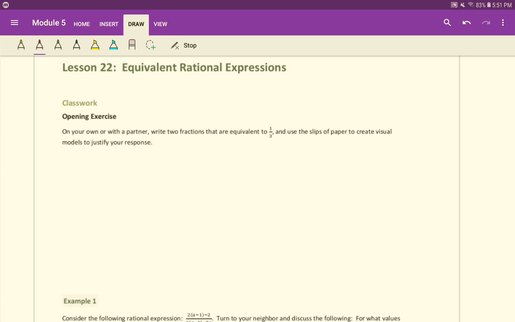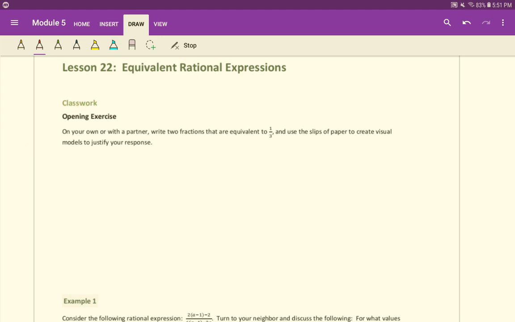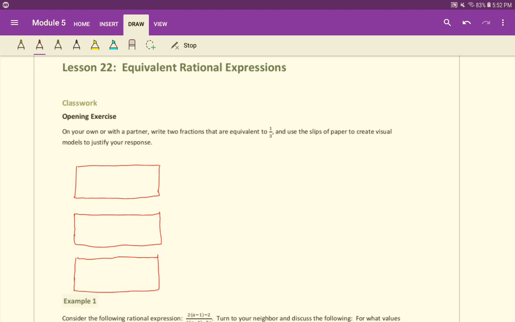Okay, so we're going to skip this opening exercise because it asks you to do it with a partner. But we could look at writing two fractions that are equivalent to 1/3. I could draw 3 bars here, and I'll try and draw them all the same length at least. And so we could draw 1/3 like this. Just split the bar into 3 equal sections and shade in one section. That's equal to 1/3.